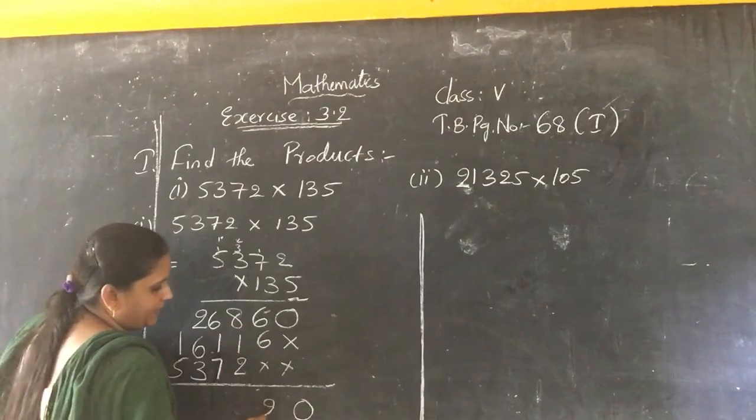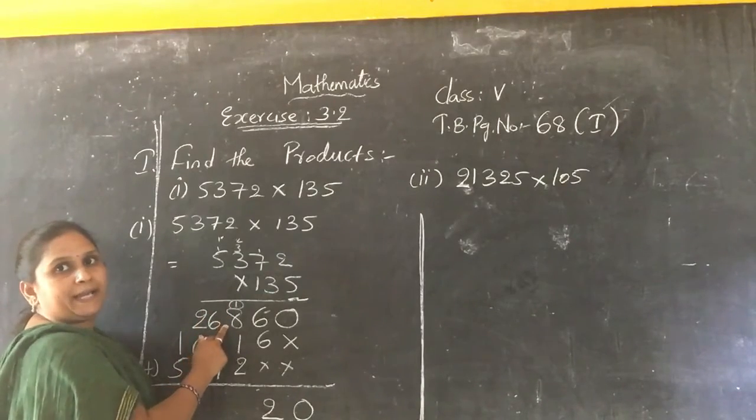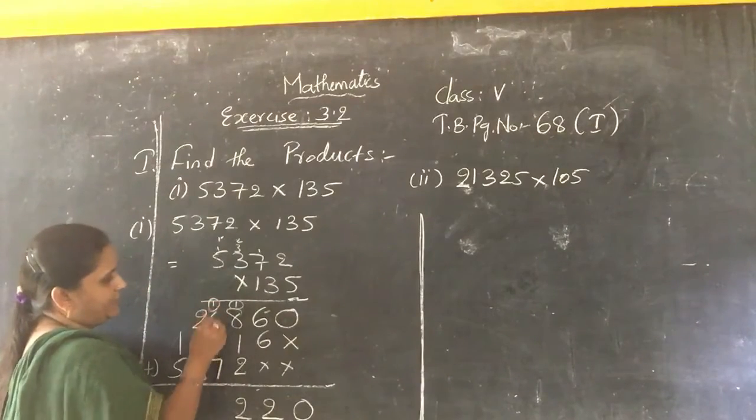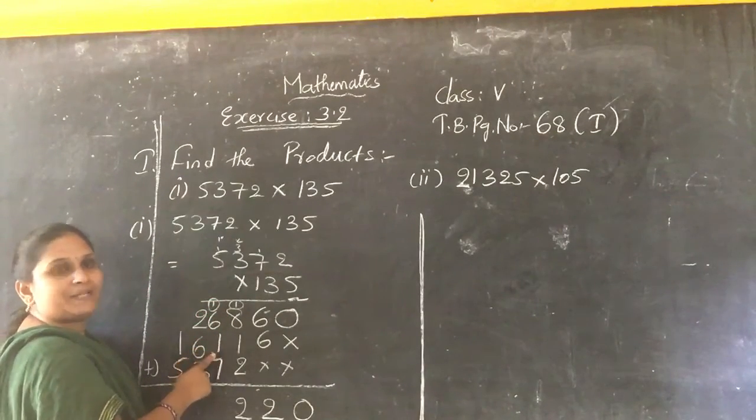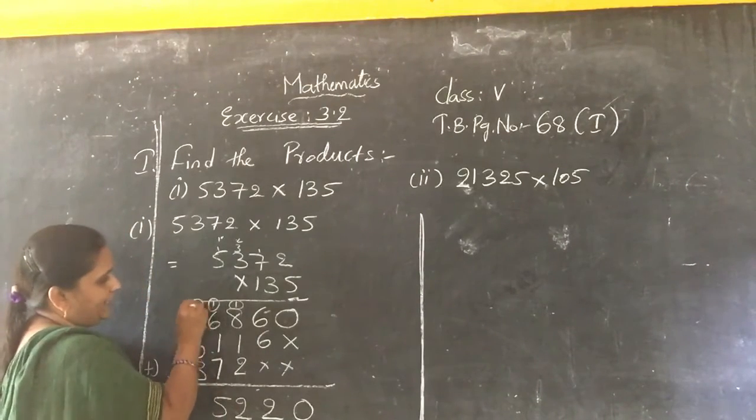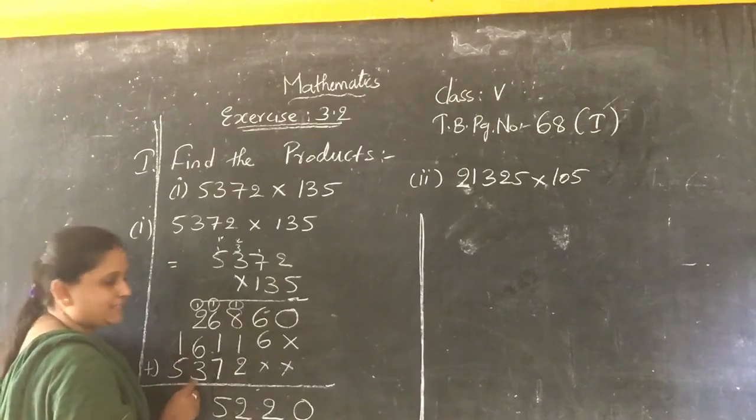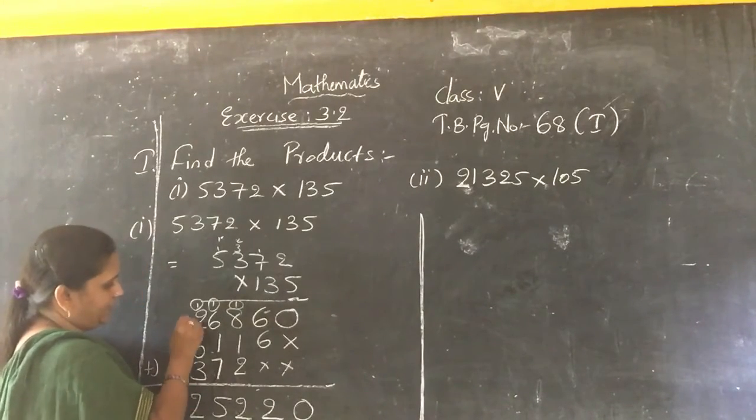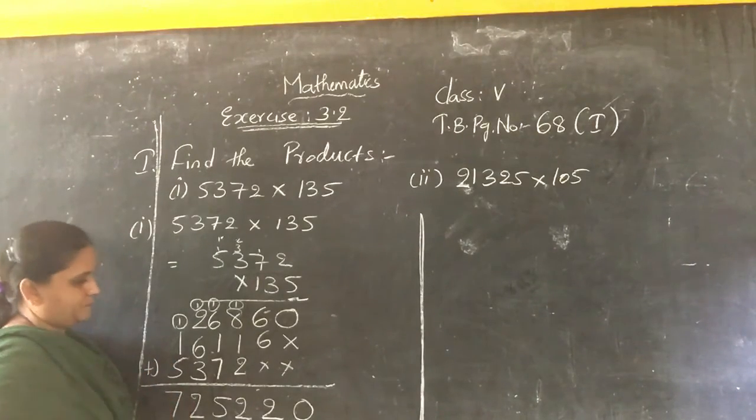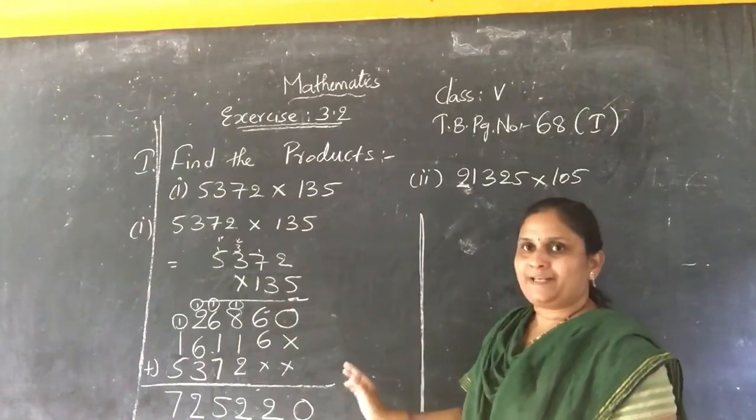6 plus 6, 1 carry forward. 1 plus 8 is equal to 9. 9 plus 1, 10. 10 plus 2, 12. 1 again. 1 plus 6 is equal to 7. 7 plus 1, 8. 8 plus 7, 15. 1 carry forward. 1 plus 2, 3. 3 plus 6, 9. 9 plus 3, 12. 1 again. 1 plus 1, 2. 2 plus 5, 7. Okay, answer completed. So like this, the first sum has completed.